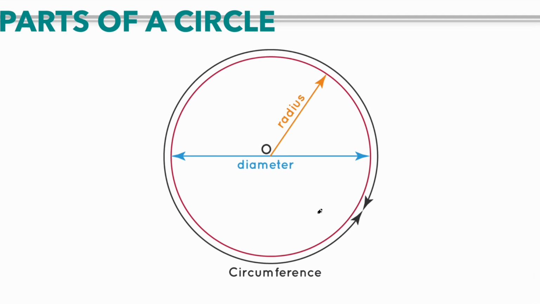You have a center of a circle, which in this case would be the center O. You have a radius, which is the distance from the center to the outside outline of the circle. The diameter is the distance from one edge of the circle to the other edge going through the center. Don't forget, you must go through the center for it to be a diameter. And again, the diameter is the longest segment in a circle. And the circumference is the length going all the way around the circle.